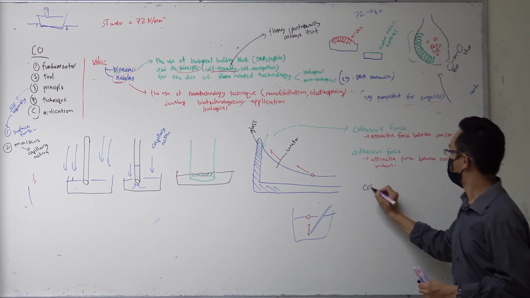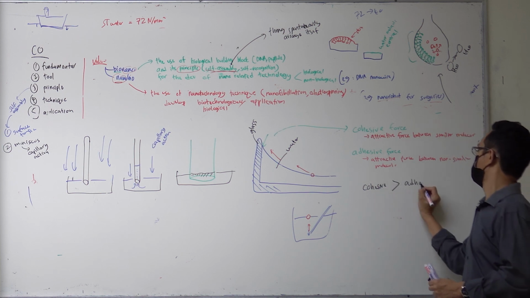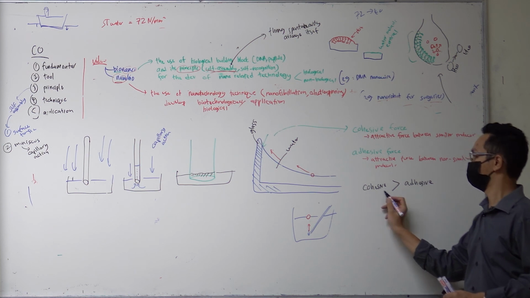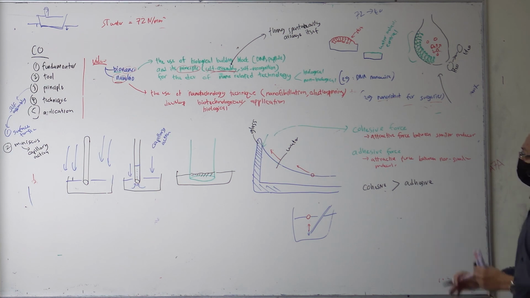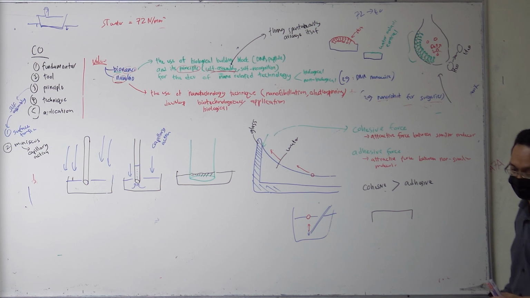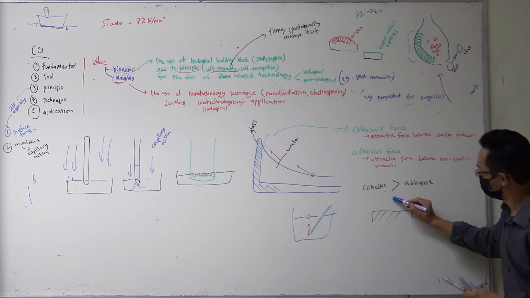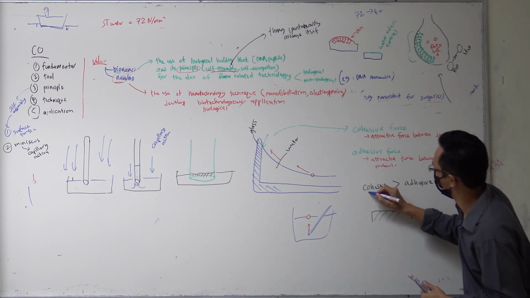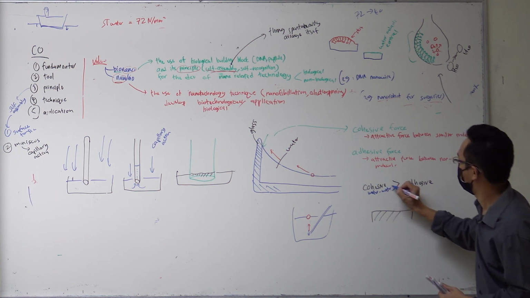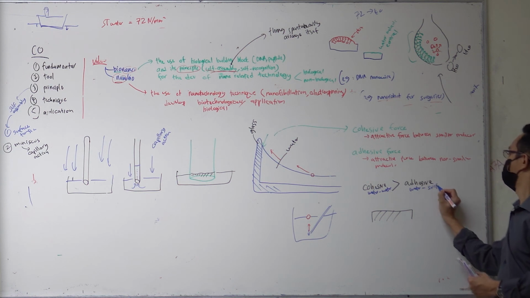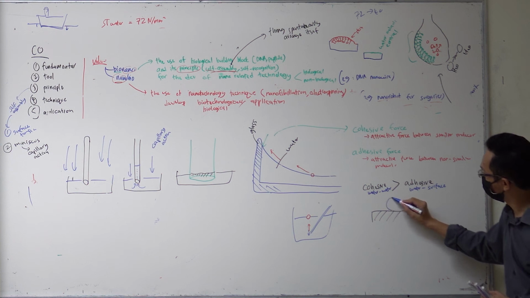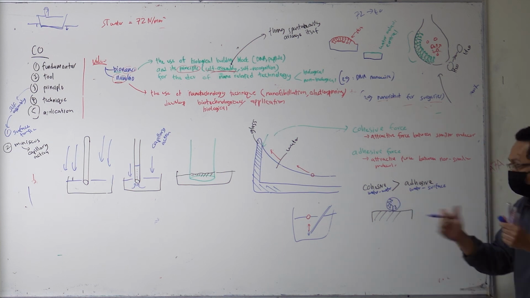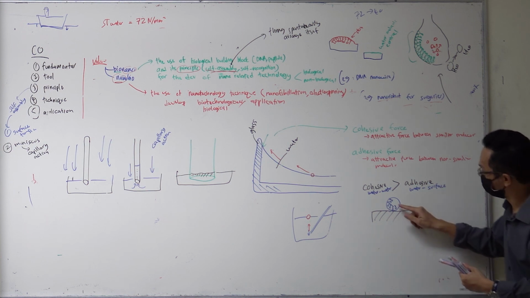So when the cohesive force is bigger than the adhesive force, what will happen? This is the similar molecule, this is the dissimilar molecule. Let's say I have a surface and I put a water drop on it. If the cohesive force of the water is higher than the adhesive force between water and the surface, what will you see? The water will bead up, because the water likes itself more than it likes the surface. The cohesive force among the water molecules is higher than between the water and the surface.